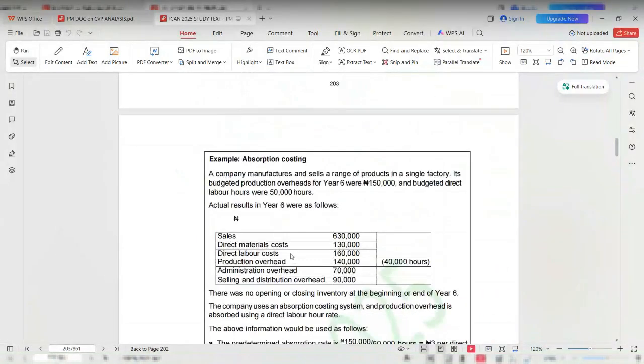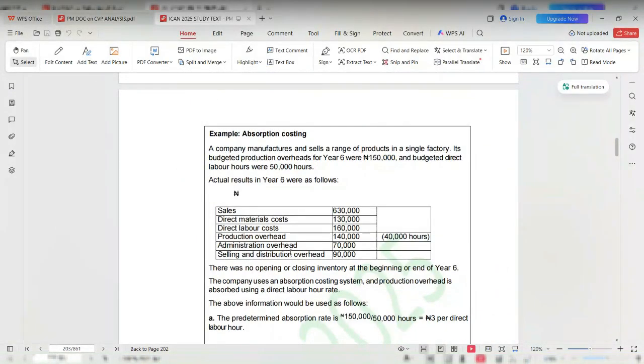All right. So we have an example here. A company manufactures and sells a range of products in a single factory. Its budgeted production overhead for year 6 was 150,000, and budgeted direct labor hours were 50,000. So can you calculate the overhead absorption rate?